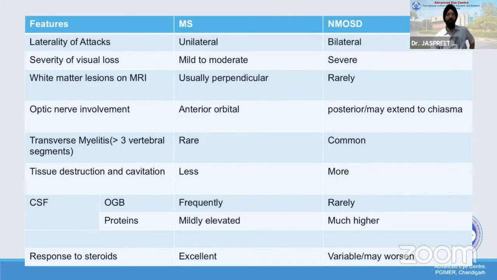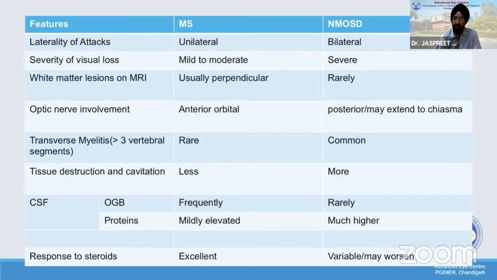The severity of visual loss is much more. White matter lesions are more seen in MS-related disease. The optic nerve involvement is anterior in MS, whereas it's posterior in NMOSD. Transverse myelitis is rare in MS. You can have maybe a single vertebra involvement, but yes, it is there. It's common in NMOSD because, as I said, 50% could just present with transverse myelitis.